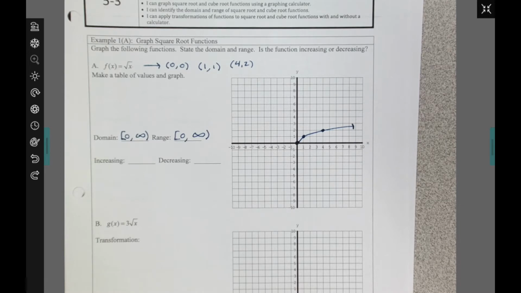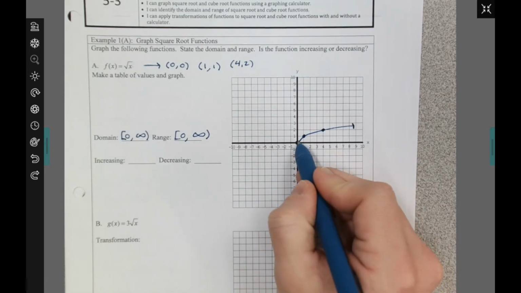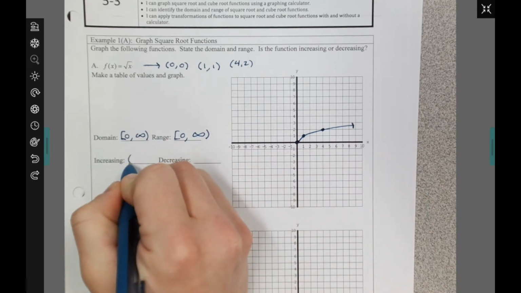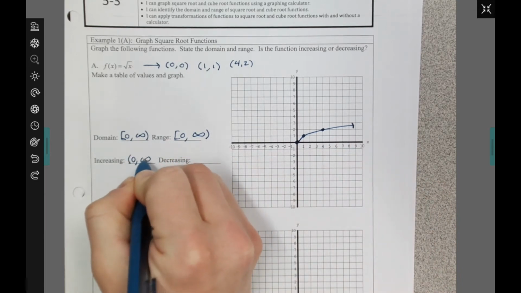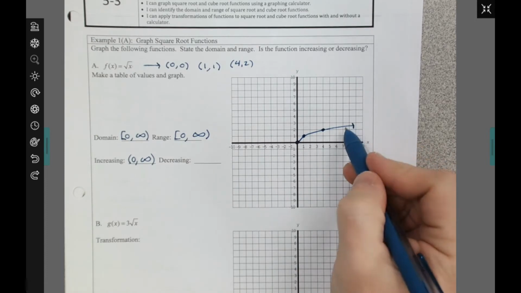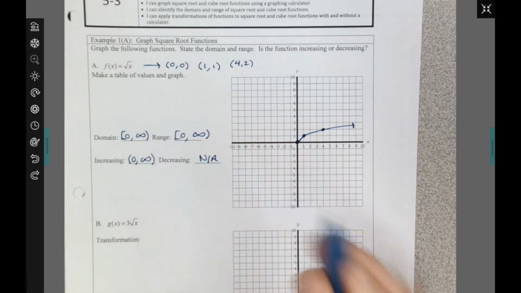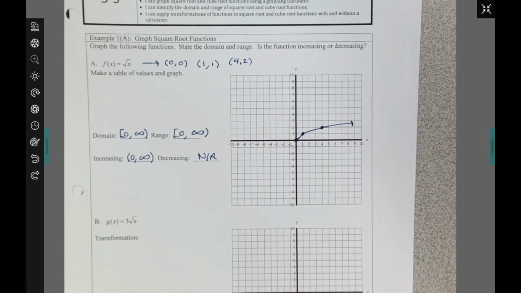Increase, decrease, when are we going uphill, downhill? If I look at this graph, as I walk from left to right, we are going uphill the whole way. So from 0 to infinity, we are going uphill. At no point are we going downhill, so we are never decreasing. I'm going to leave that as not available. All right, so that's your parent function right there.